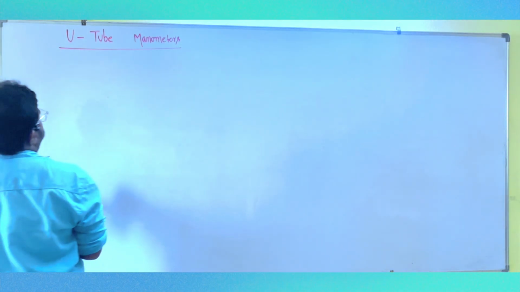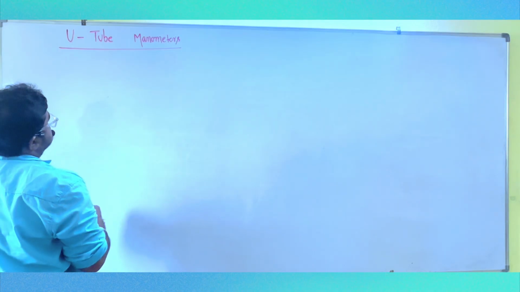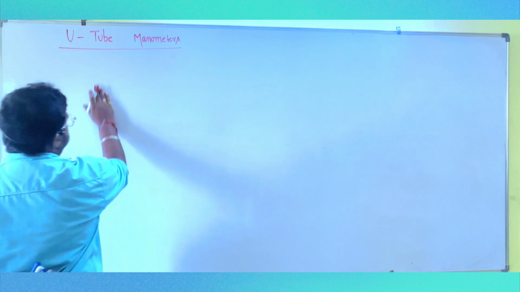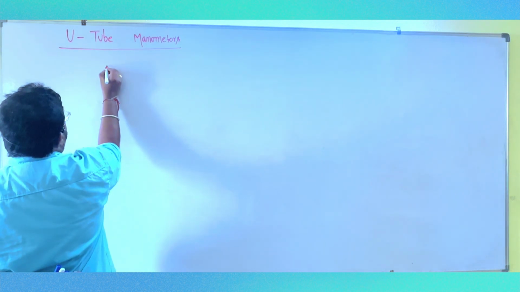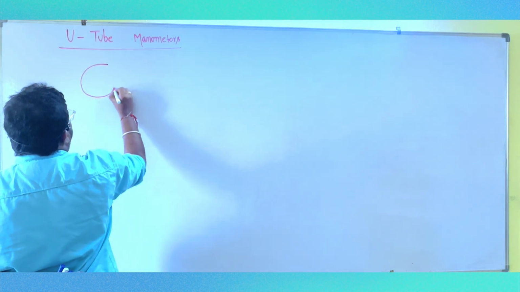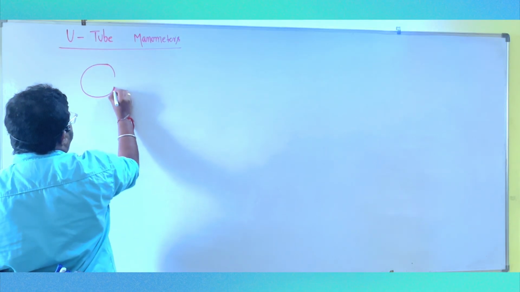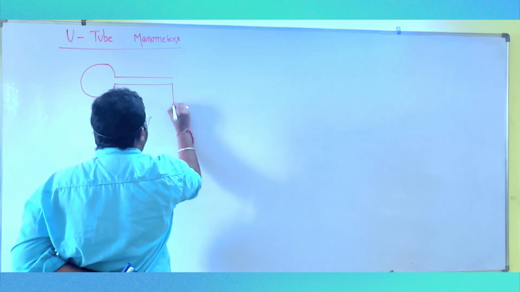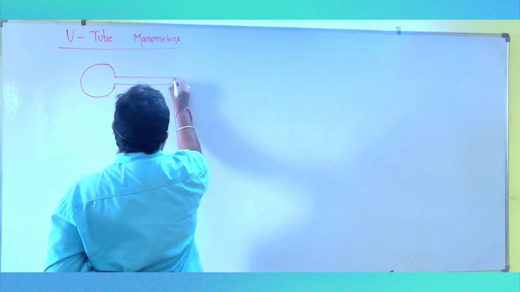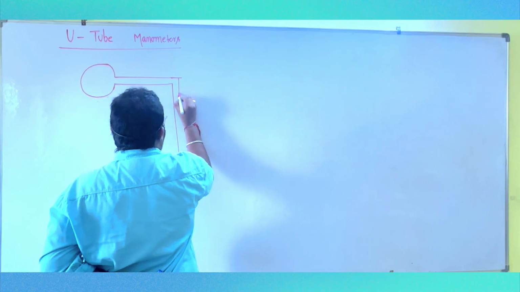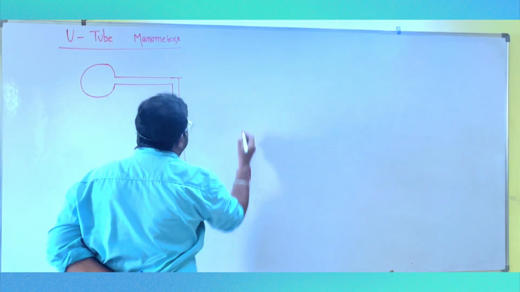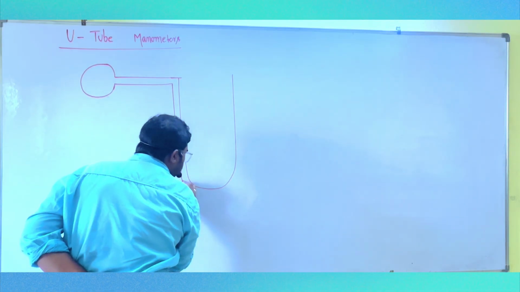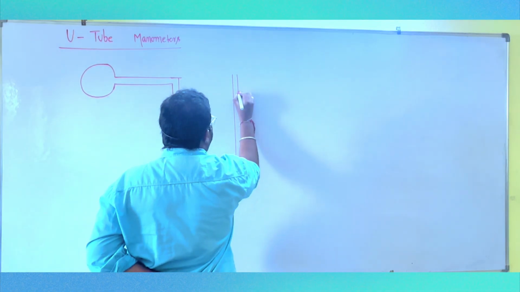Okay, see this. Pressure at a particular cross section in the pipe. See here, it's a pipe. Pressure at a particular cross section in the pipe. See this, here to here, a U-tube manometer.